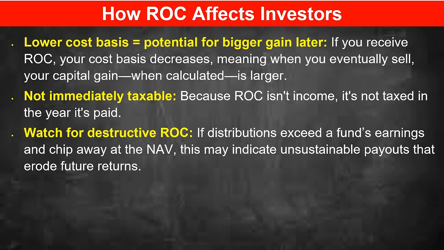This is another big factor: watch the distribution of ROC. If the distributions exceed a fund's earnings, it will chip away at the NAV. And this is what we call true NAV erosion. This may indicate unsustainable payouts that erode future returns. So this is your first warning sign.